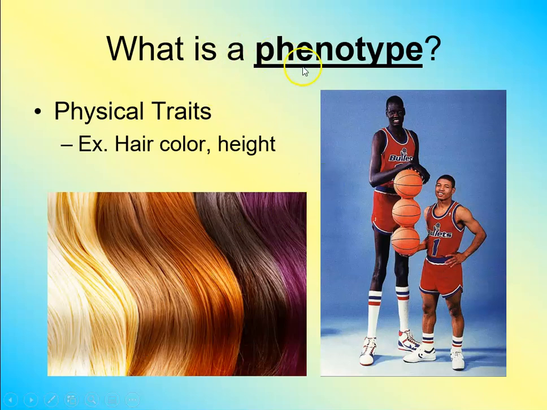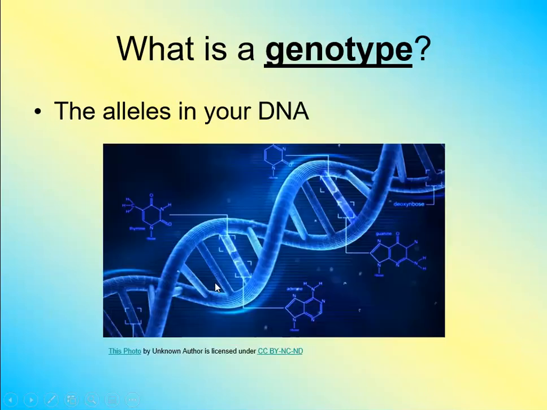So what is a phenotype? Well, pheno starts with PH, is your physical traits, things that we can see. For example, hair color, height, right? Some have in their genes, they're tall. Some are short. We have height differences, different tones of hair color. Of course, we're talking natural hair color. I don't think purple is a natural hair color.